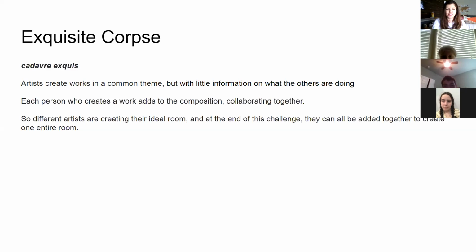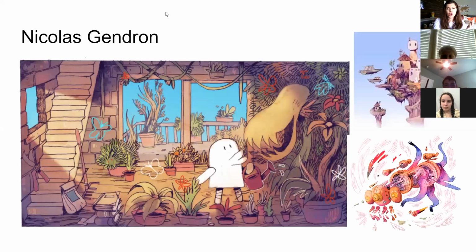So I think it's kind of interesting. I want to show you a few examples of professional artists and how they responded. This artist, Nicolas Gendron, on the right here, here's some of his artwork. And it's kind of kooky. He has these weird characters. It's very dreamlike. He has kind of a color palette that he works within.